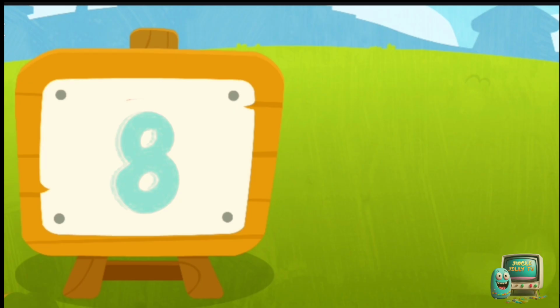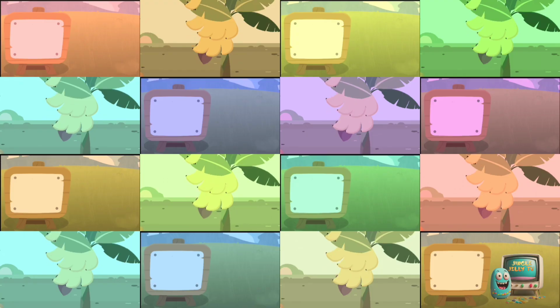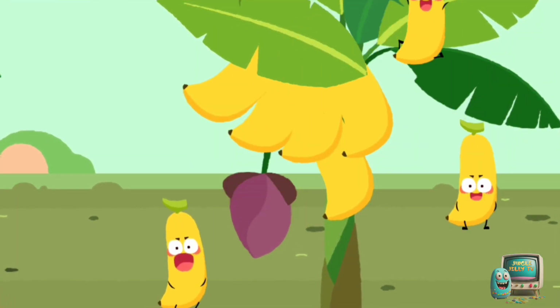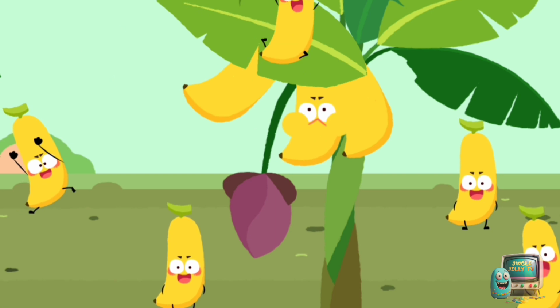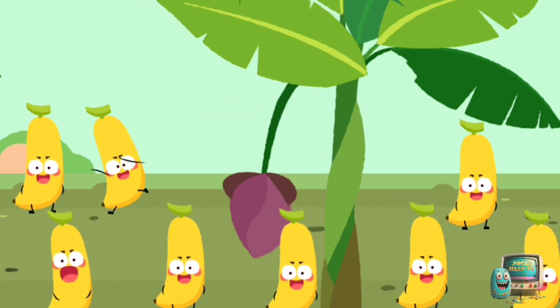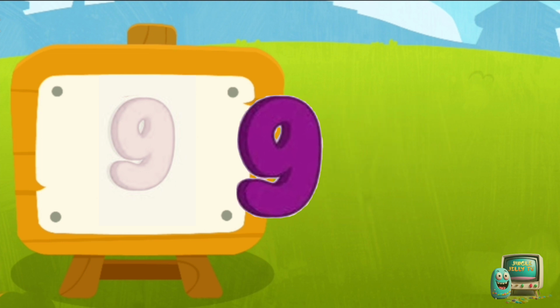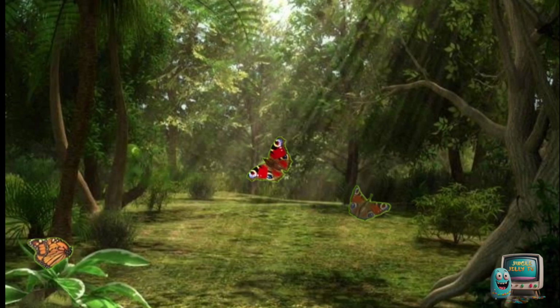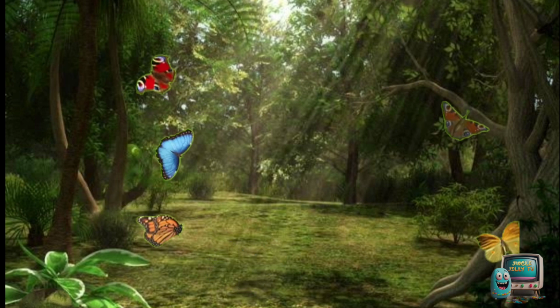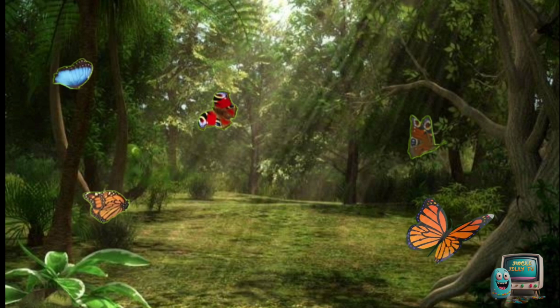This is our number 8. So, attach the 8 on the board. Very good. 1, 2, 3, 4, 5, 6, 7 and 8. Number 9. So, attach the 9. Can you find out 9 butterflies over there? Write your reply in the comment box.